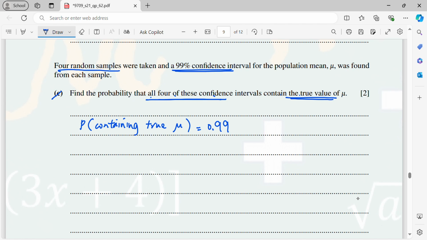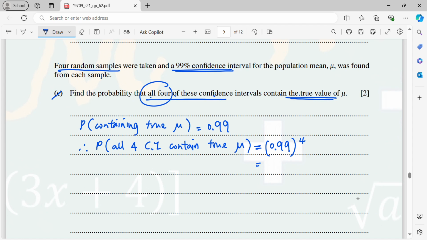So now you are taking 4 samples and all 4 contain that true mean. So the probability of all 4 confidence intervals containing the true mu is going to be 0.99 to the power of 4, because you are considering all 4 now. That is going to be 0.9606, and rounded to 3 significant figures, that is 0.961.